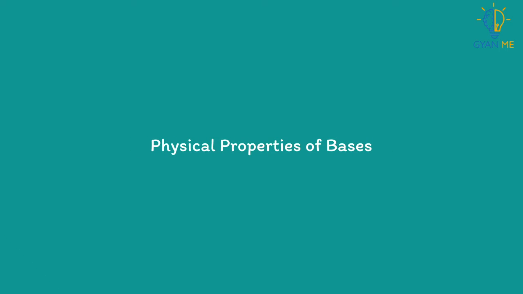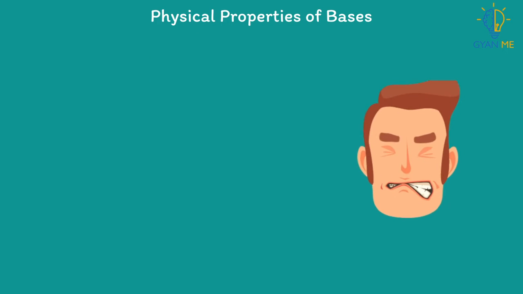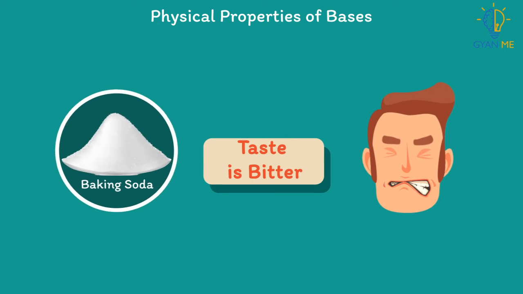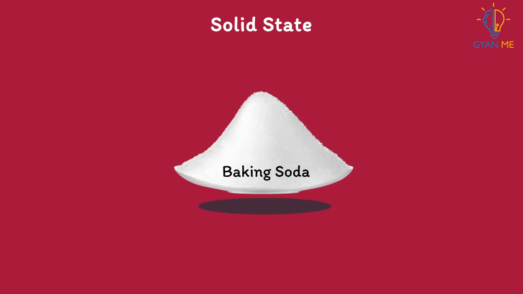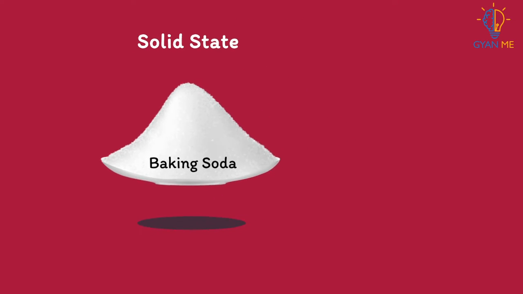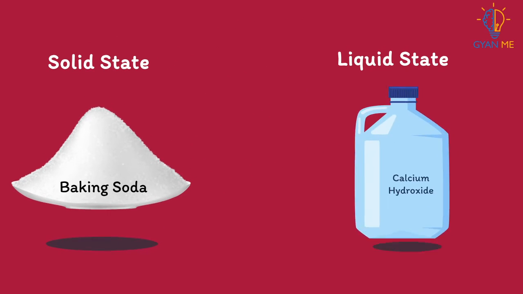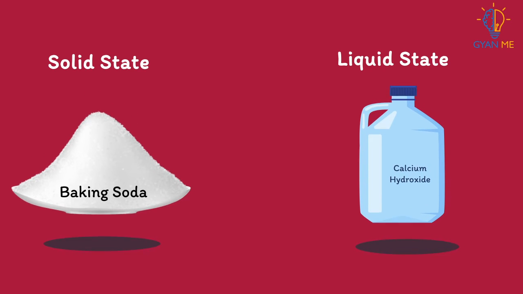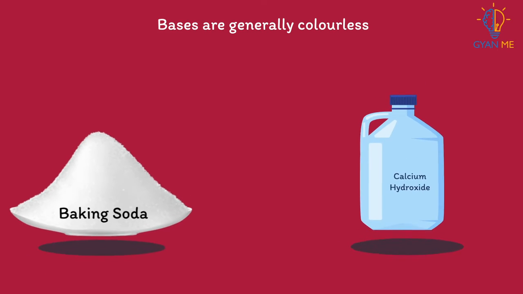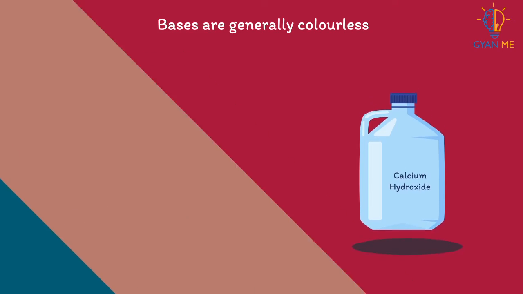Now let's see the physical properties of bases. Bases are often bitter in taste. For example, baking soda, which is a base, and its taste is bitter. Bases generally exist in solid state, but some bases exist in liquid state also. For example, calcium hydroxide is a base but exists in liquid state. Bases are generally colorless like acids.